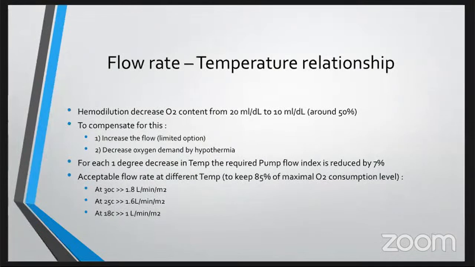What is the flow rate temperature relationship? Usually hemodilution will decrease the oxygen content from 20 milliliters per deciliter to 10, so it's around a 50% reduction. To compensate for this, we have to increase the flow and decrease the oxygen demand by hypothermia. Usually for each 1 degree decrease in temperature, the required pump flow index is reduced by 7%. So for an acceptable flow rate at different temperatures, to keep 85% of maximal oxygen consumption level: at 30 degrees, 1.8 liters per minute per meter squared; at 25, 1.6; at 18, 1 liter index flow.